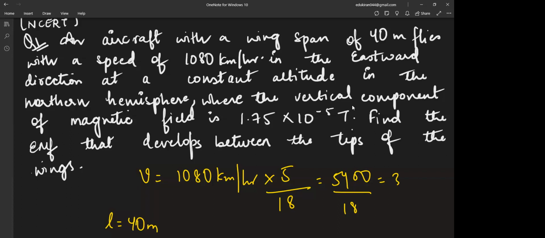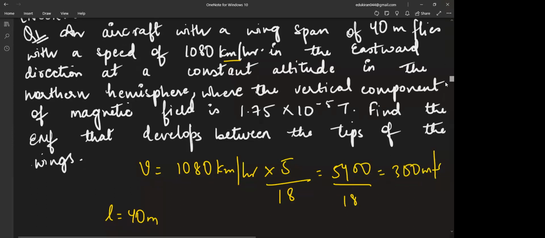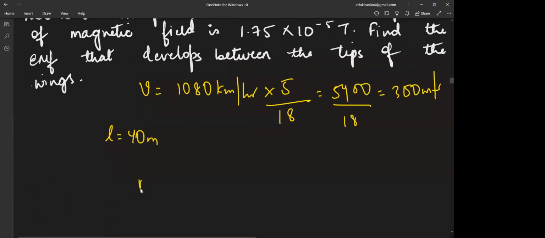When this is given in SI unit, you only have to change this and make this into SI unit. Got it? Okay, ma'am. This should be around 100 meter per second. And what is the magnetic field given? All the units should be the same. You have to keep in mind the SI unit of magnetic field also, no? So 1.75 into 10 to the power minus 5.